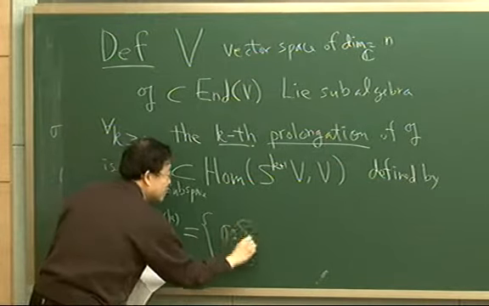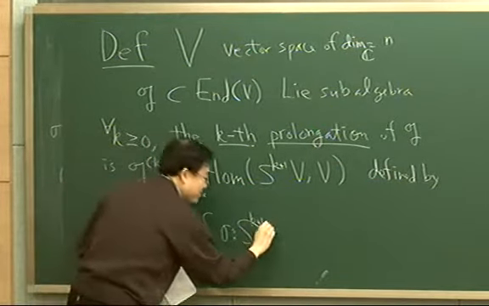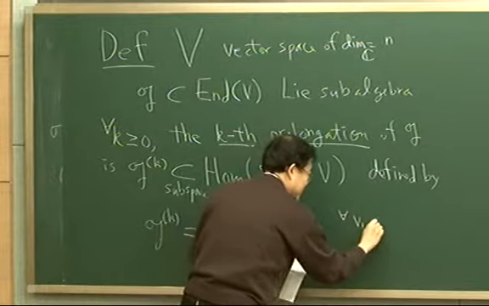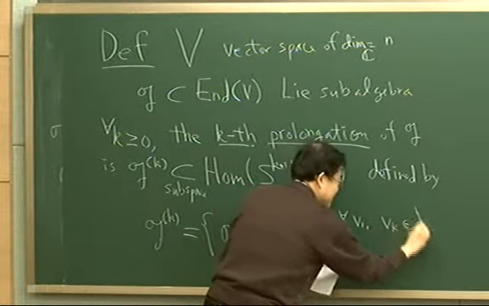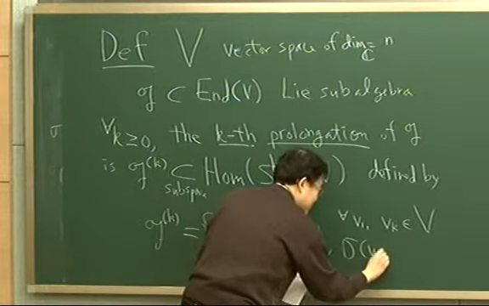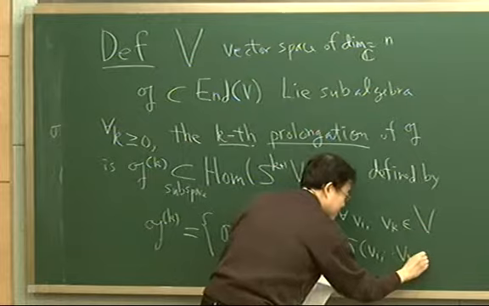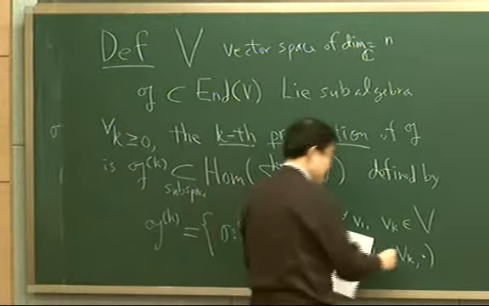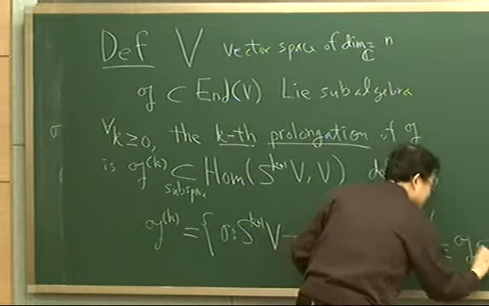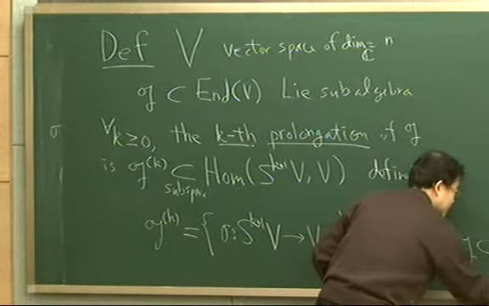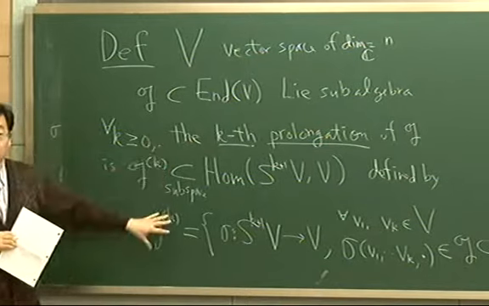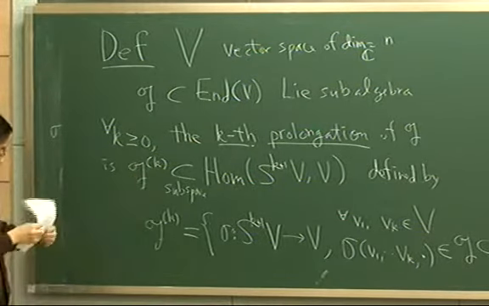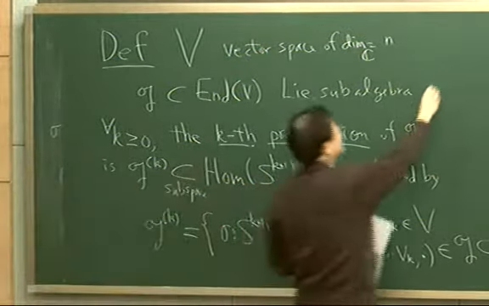homomorphisms from the (k+1)-st symmetric power of V to V, such that for any k vectors in V, this contraction is now an element from V to V, so it's an endomorphism, and this is contained in G. So that's the definition of the k-th prolongation. For any Lie subalgebra, you can consider this concept. Nothing mysterious there.